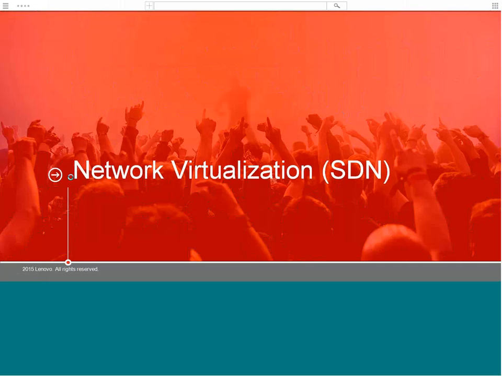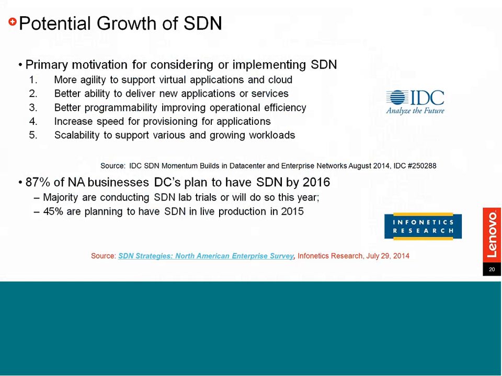So we talked about on a high level software-defined networking, software-defined data centers, and now we're going to focus a little more on software-defined networking. This is a slide that I thought was interesting: 87% of businesses plan to have SDN by 2016. Really there are two types of SDN, and the names are kind of used interchangeably depending on which product you're talking about.